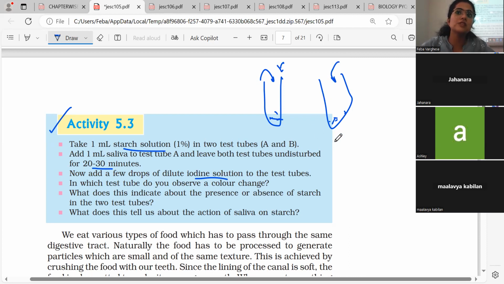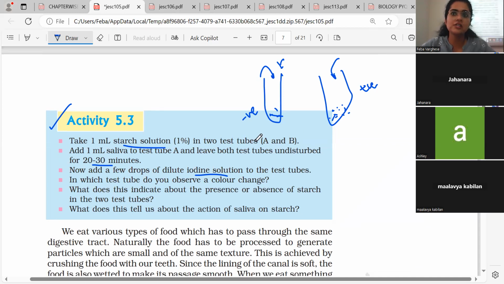Okay. And which of these test tubes is going to give you a positive test for iodine? The one without saliva is going to give you a positive test, because the one with saliva is going to break down starch into simple sugars. That's not going to give you a positive test for iodine. Why do you use iodine? Iodine is used to show the presence of starch, right? Starch is only present in B because you have not added saliva in it. Okay, A will show a negative result for starch and B will show a positive result for starch. And this shows that saliva has the activity to break down the starch.